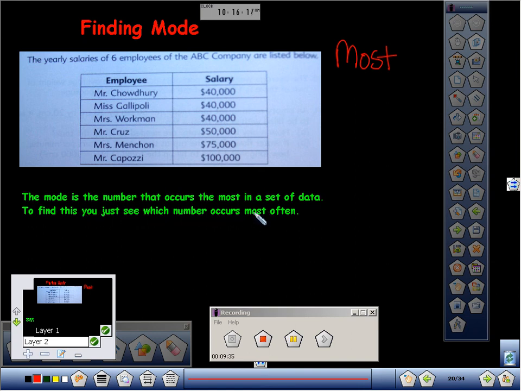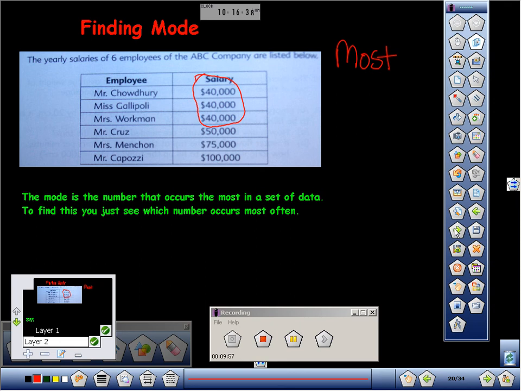Now we're looking right here at these numbers. We see 40,000 happens 3 times, 50,000 only happens once, 75,000 only happens once, and the rich dude, Mr. Capazzi, he only happens once. So 40,000 is going to be the mode because it occurs the most. Okay? And that's pretty much it. That's finding mean, finding median, and finding mode.